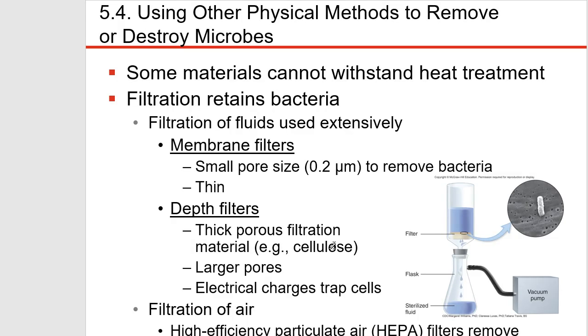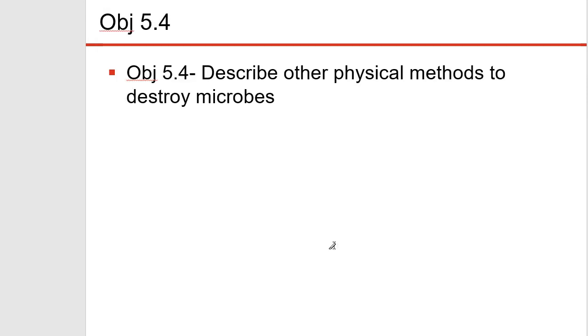Another way that we can do it, of course, is to filter them out. Some materials cannot withstand heat treatment, so we have to go through some type of filtration. HEPA filters are very popular now. You can buy them for your vacuums. You can buy them for your vaporizers in your house, and what they do is remove just about all microbes from the air. So that's especially good for those microbes that are contagious via aerosol. So HEPA filters are very, very good at that.